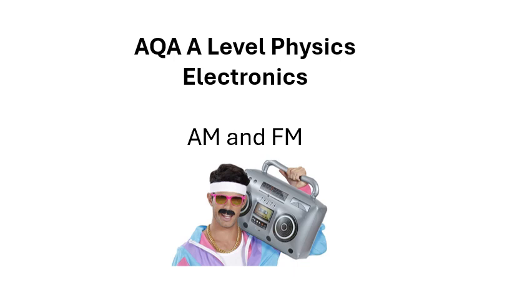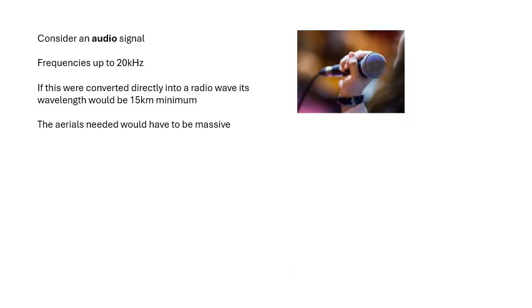AQA A Level Physics, and this is for the electronics option, and it's AM and FM. So consider an audio signal, frequencies up to about 20 kilohertz. Now, if you change that into a radio wave with a frequency of about 20 kilohertz, its wavelength would be 15 kilometers, and that would be impractical, because you would need transmitters which were about the same size.